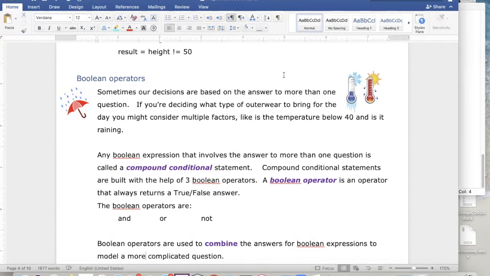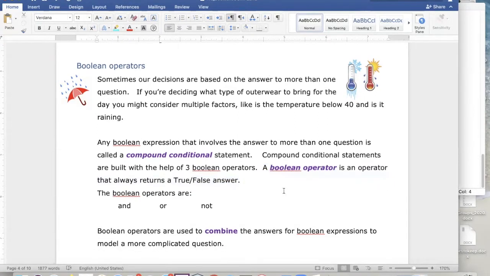And any type of Boolean expression that involves the answer to more than one question is called a compound conditional statement. It just means it has multiple comparisons or expressions, and then it joins the answers to both of those expressions together using a special operator called a Boolean operator. A Boolean operator is just an operator that always returns a true or false answer. There are three Boolean operators: and, or, and not, and they're ways of combining multiple bits of data to get one definitive answer.